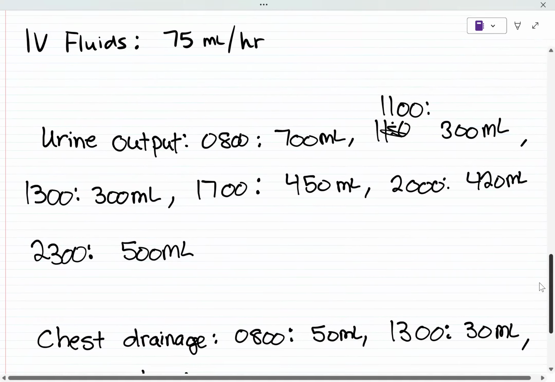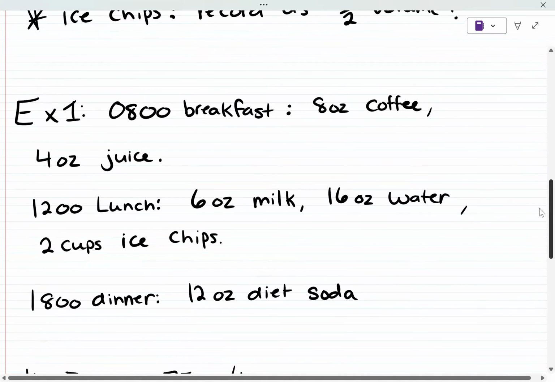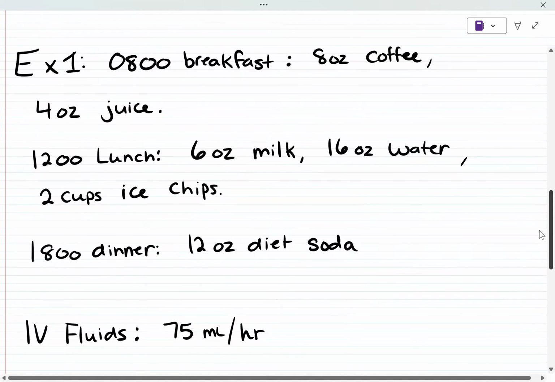Let me start the problem again. At 0800 breakfast, there are 8 ounces of coffee and 4 ounces of juice. So that's liquid. And then at 1200 at lunch, there's 6 ounces of milk and 16 ounces of water, and then 2 cups of ice chips. And then at 1800 for dinner, there's 12 ounces of fluid. So this is all fluids, right? And then you also have an IV fluid at 75 milliliters per hour.